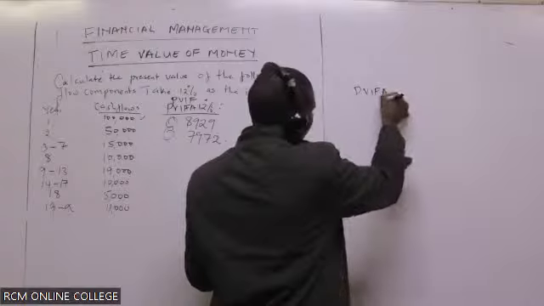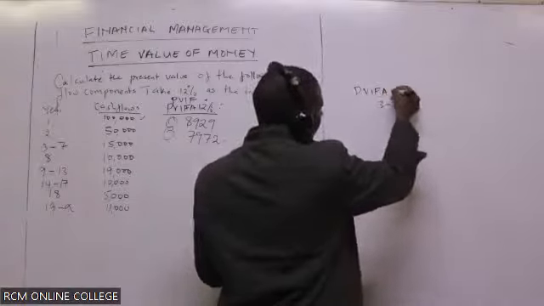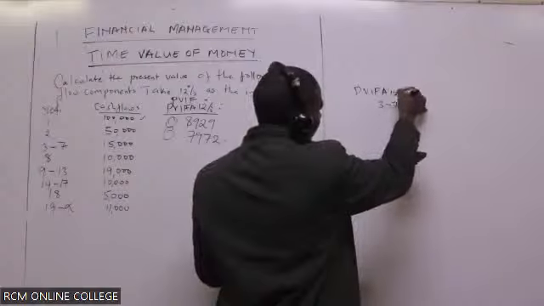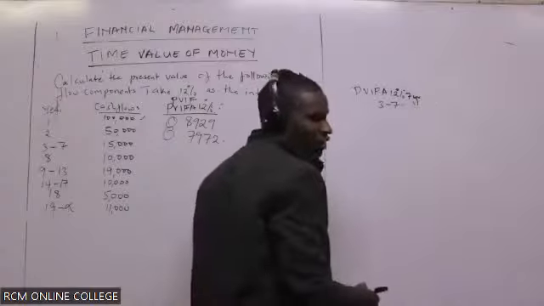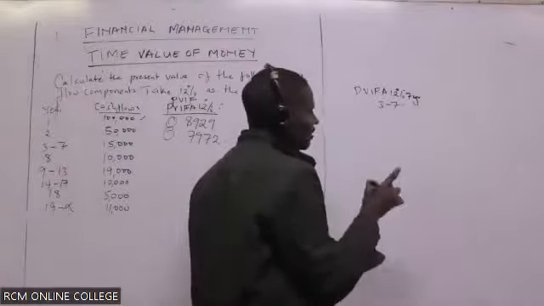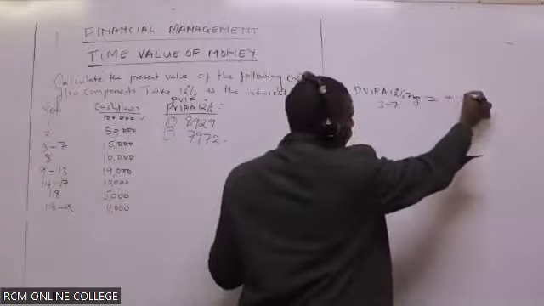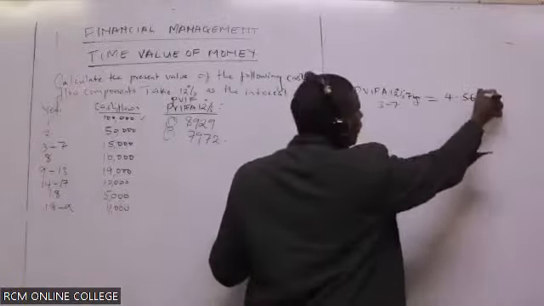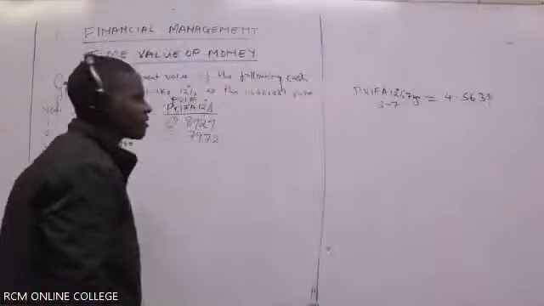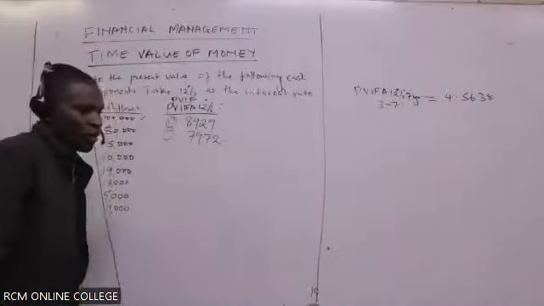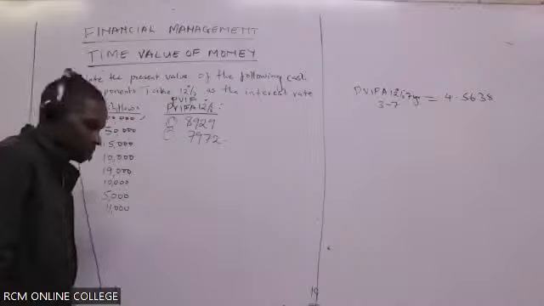PVFA of 3 to 7. PVFA of course 12%. It will be 7 years. That is how we say it. So PVFA 12% 7 years will be equal to 4.5638. Is it 4.5638? Can I get another person giving me that? Use a table, use a calculator, please. I want that to be the correct answer.